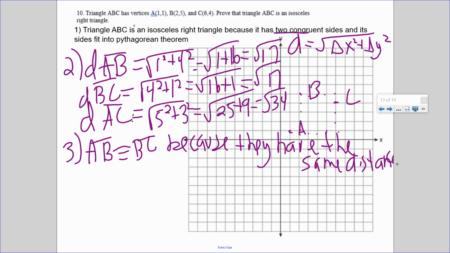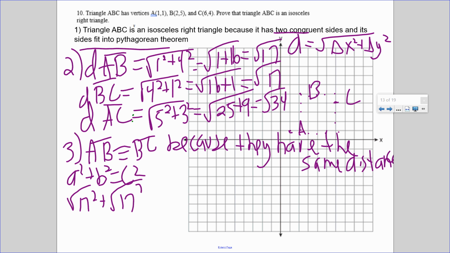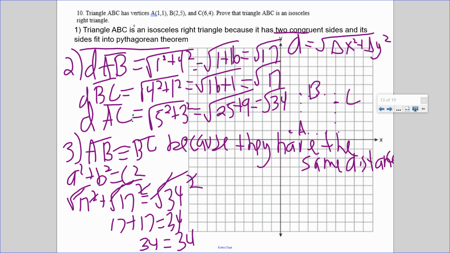Then I said that its sides fit into the Pythagorean theorem, so I'm going to show that. A squared plus B squared equals C squared. A and B are the legs. Rad 17 squared plus rad 17 squared equals rad 34 squared. Squares and the radicals cancel. 17 plus 17 equals 34. It fits.